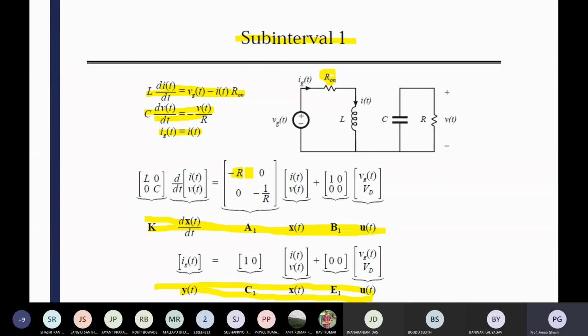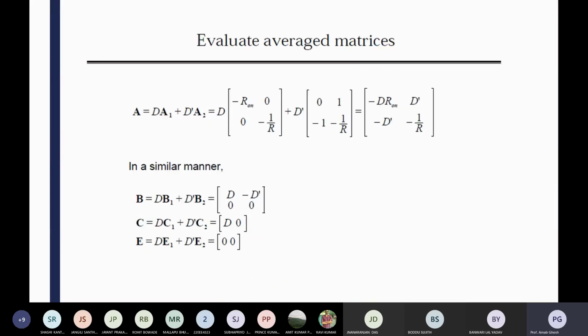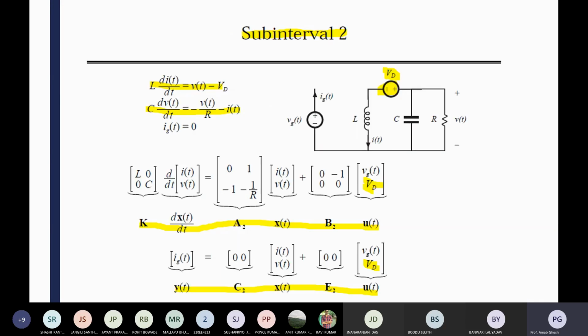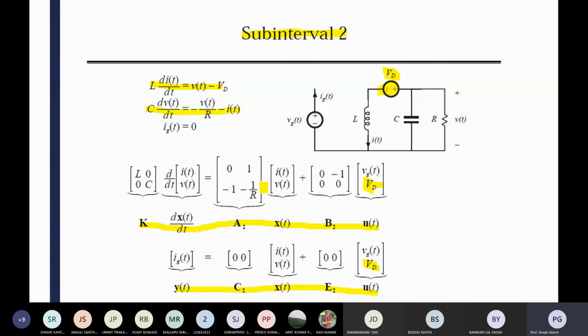Now we can go for the generalized equation. The same methods are going to be applied. So A equals what? A equals D A1 plus D' A2. Simple thing, evaluate the average matrices. You get the A1 value from here, then B1, C1, and E1, so you can replace them. The A2 value you get over here, then B2, C2, and E2. Now you can replace them in your expression.